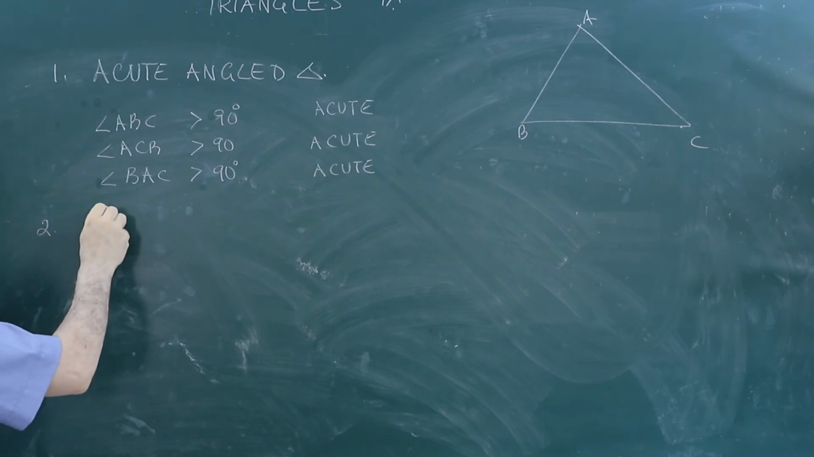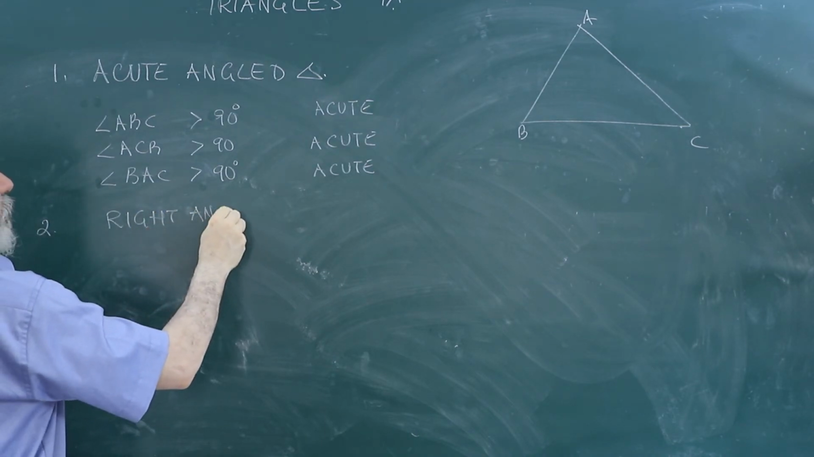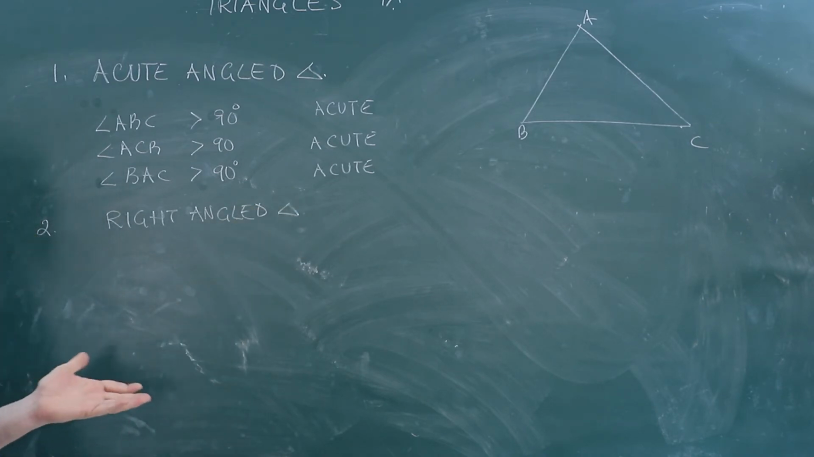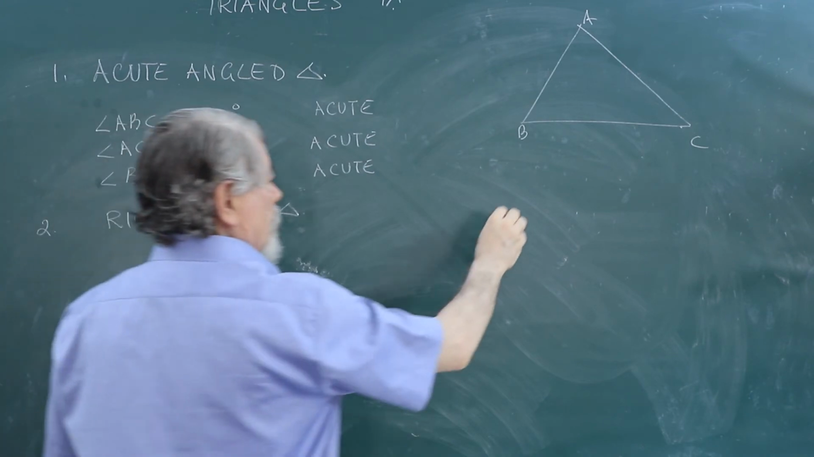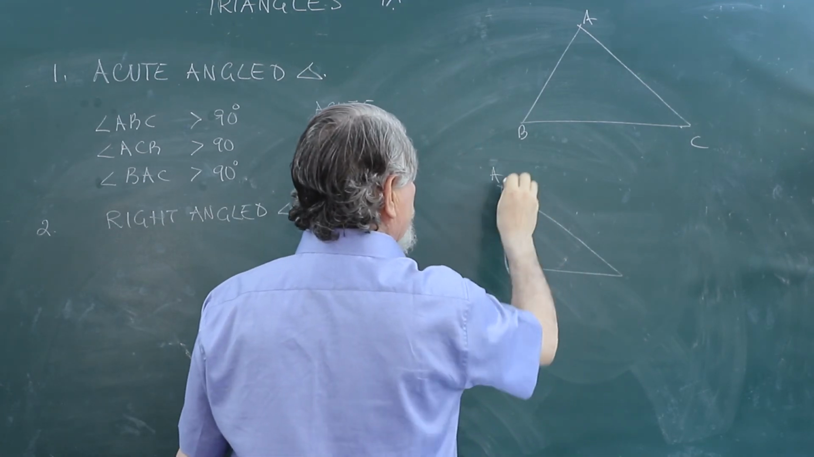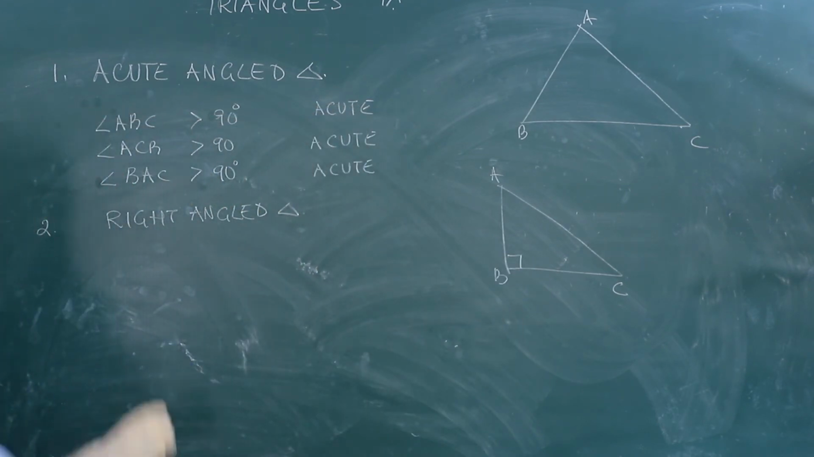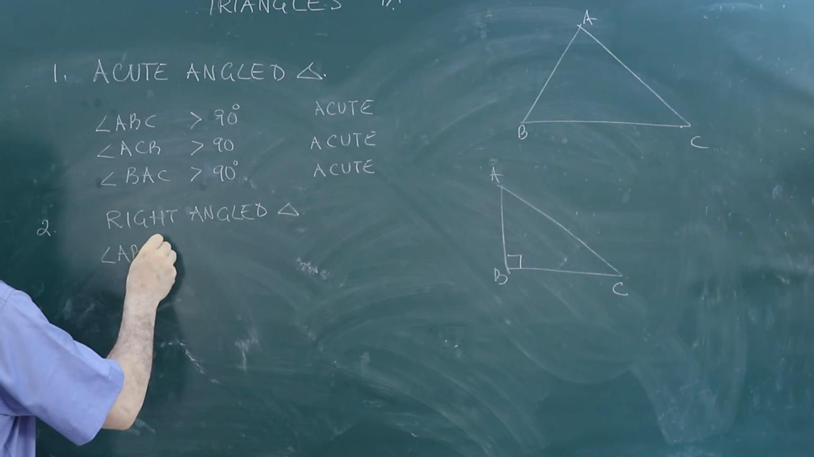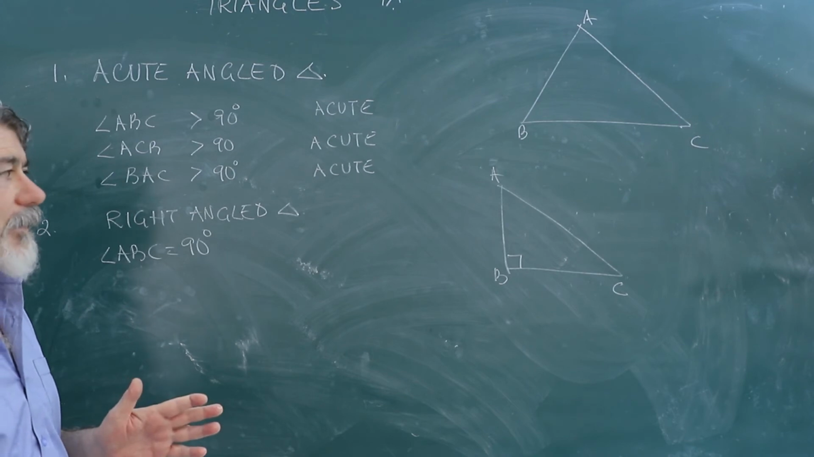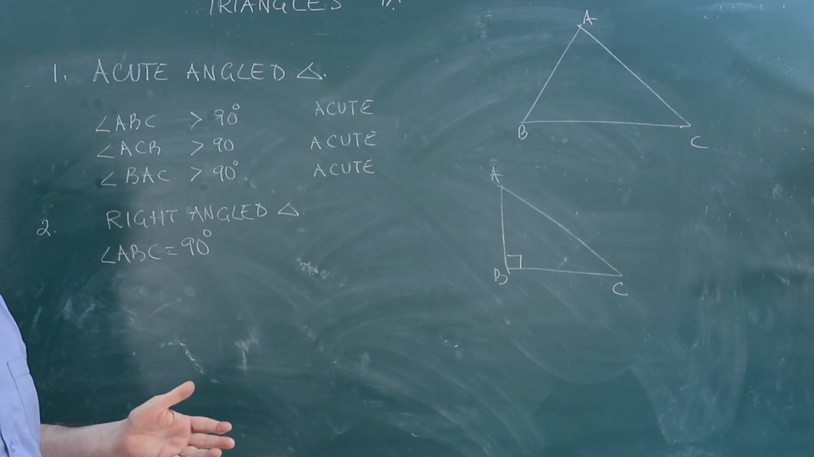Next is the right angle triangle. A triangle in which one of its angles is a right angle. It is only possible to have one angle of a triangle to be a right angle, like ABC. If angle ABC is 90 degrees, only one angle can be a right angle. So if one angle of the triangle is a right angle, it is called a right angle triangle.